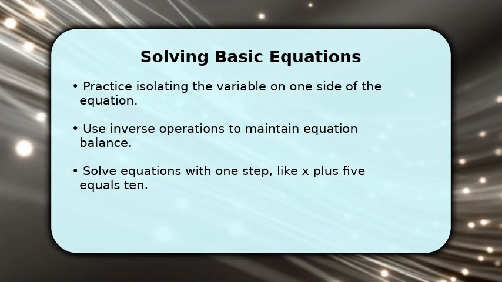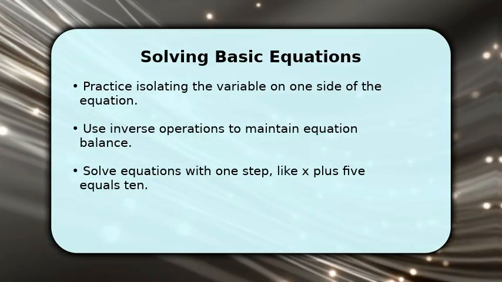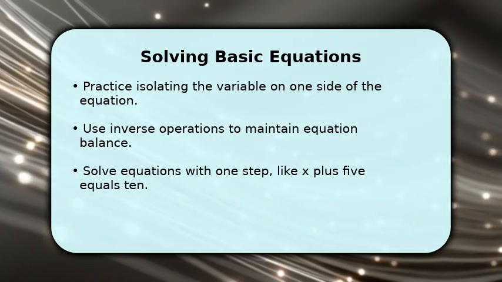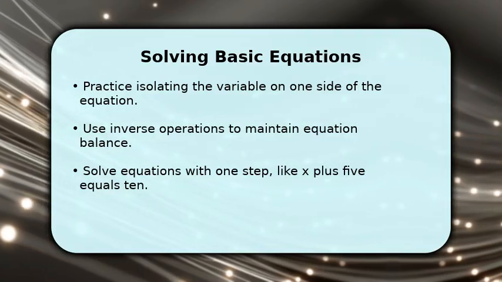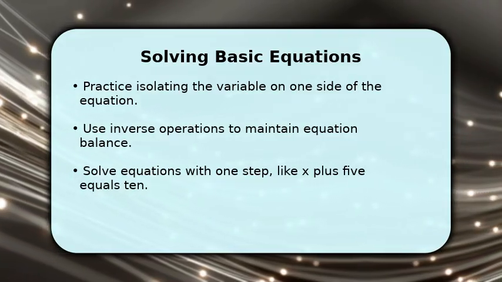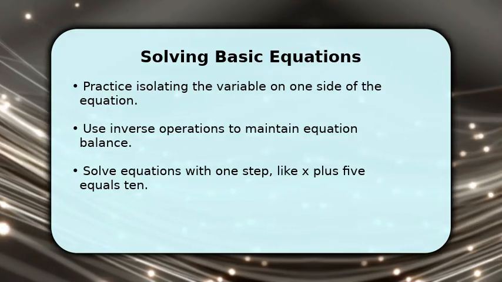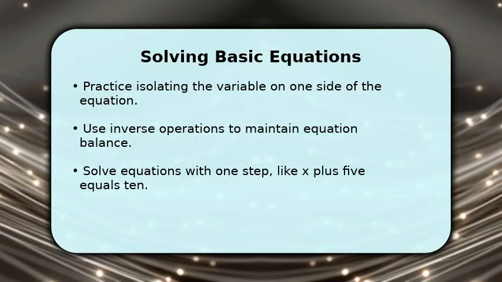Now let's tackle solving basic equations. The main goal is to isolate the variable, getting it by itself on one side of the equal sign. You'll use inverse operations, like subtracting 5 if you see plus 5, to keep the equation balanced. For example, to solve x plus 5 equals 10, you would subtract 5 from both sides, finding that x equals 5. This one-step process is key.